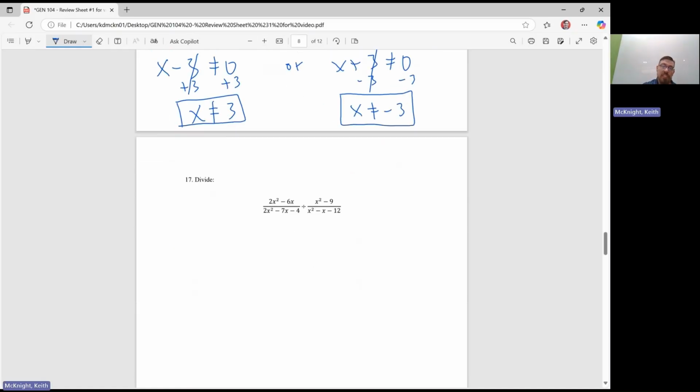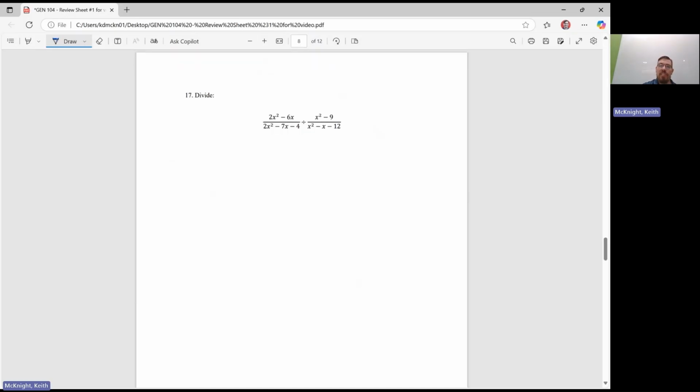Okay, so number 17 here. Again, we're getting knee-deep into some of these fraction lessons that are the toughest ones. So here we're dividing two rational expressions. We don't like to divide fractions, so we're going to first change this to multiplication. The way we do that is a little mnemonic called keep, change, flip. We like to multiply fractions, not divide them.